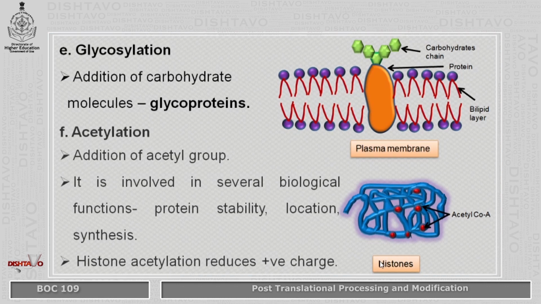The next type is glycosylation. Addition of carbohydrate molecule to the protein is glycosylation. This gives rise to glycoproteins. Glycoproteins are the components of the plasma membrane. The next one is acetylation. Addition of acetyl group to the protein is acetylation. It is involved in several biological functions, like it increases the protein's stability, location and synthesis. Histone acetylation reduces the positive charge on the histone.